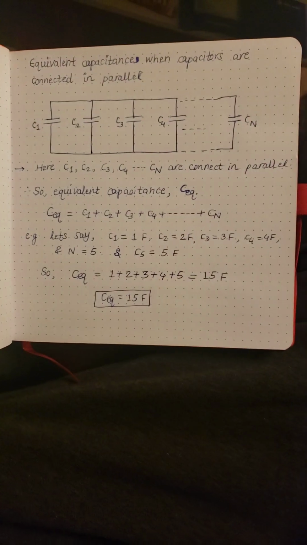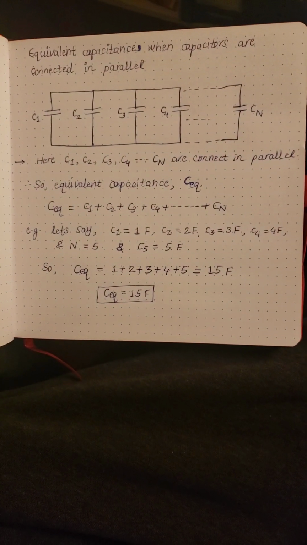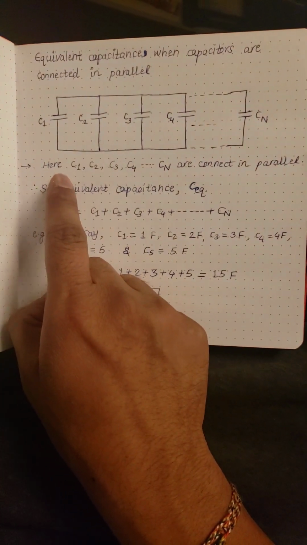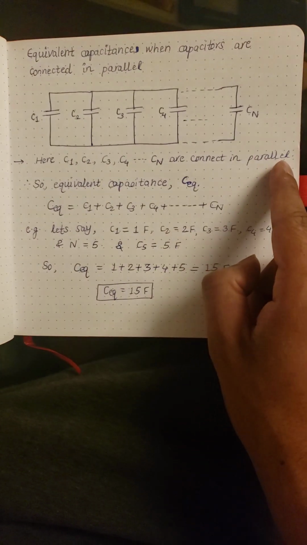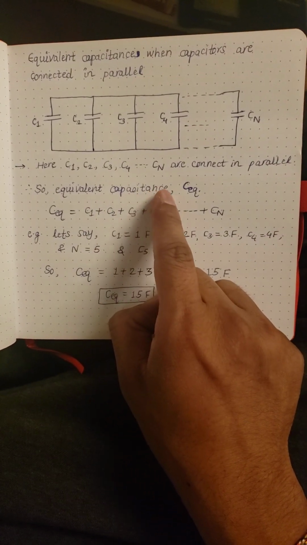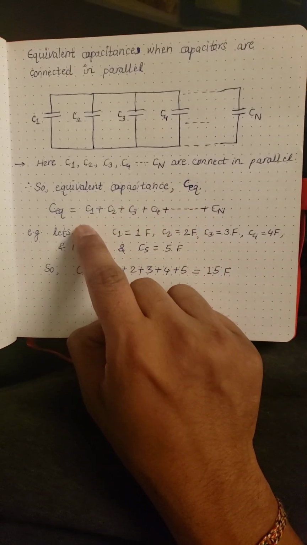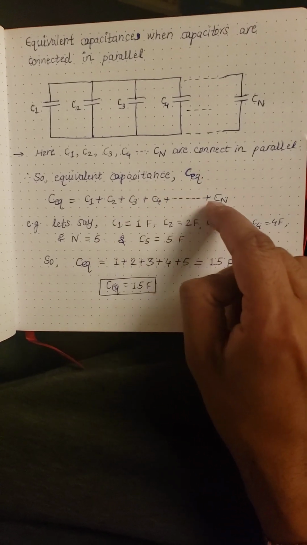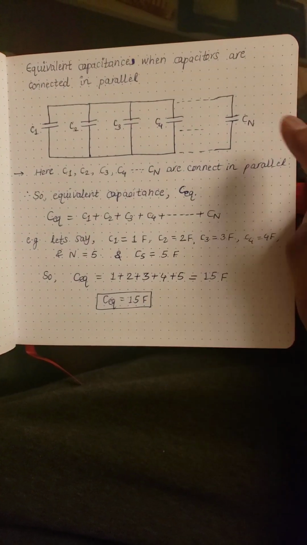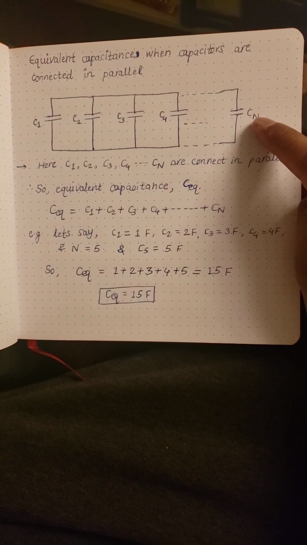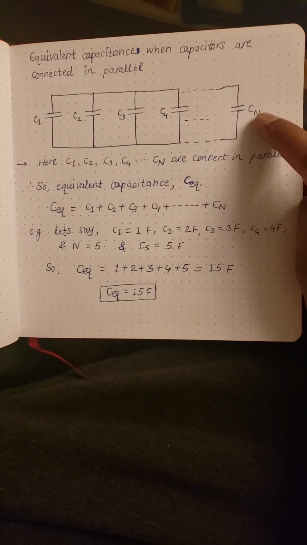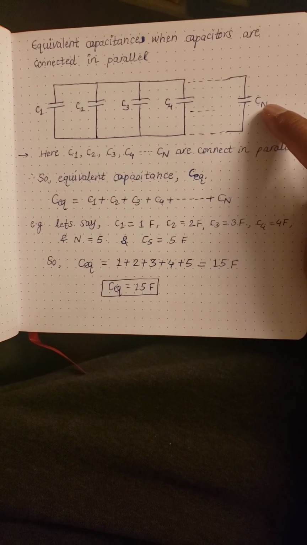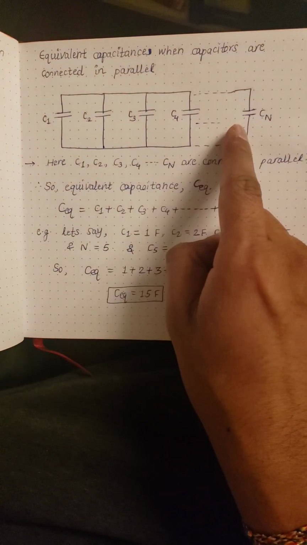So by formula, how you find out the equivalent capacitance is, as you can see here, I have written C1, C2, C3, Cn are connected in parallel. So the equivalent capacitance C equivalent will be given by this expression, which is equal to C1 plus C2 plus C3 plus C4 plus dot dot dot plus Cn. N can be any value. It can be 5, it can be 10, it can be 100 or 1000 or anything. You just need to add the capacitance values when these capacitors are connected in parallel.